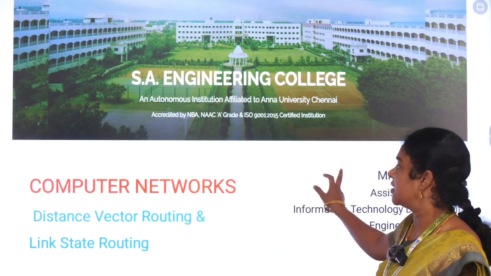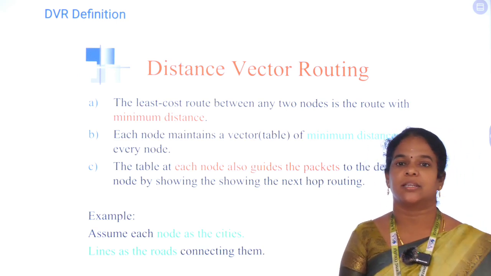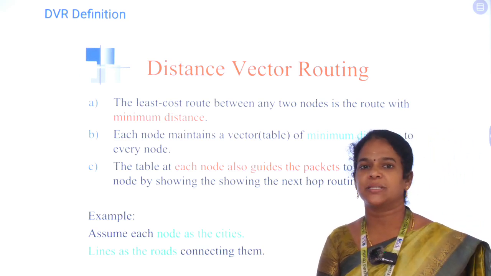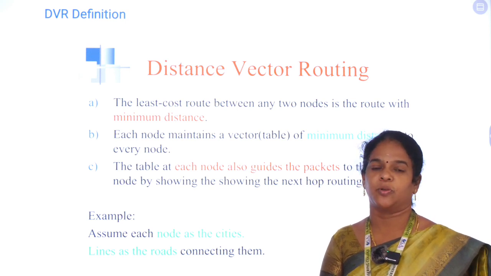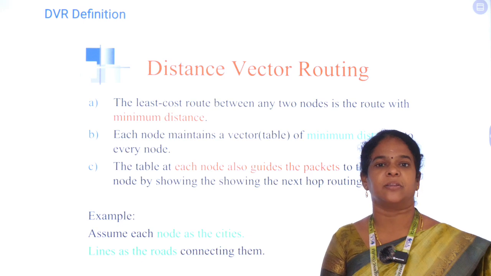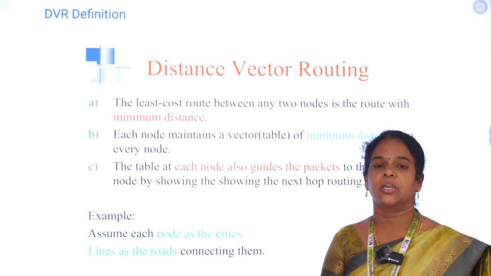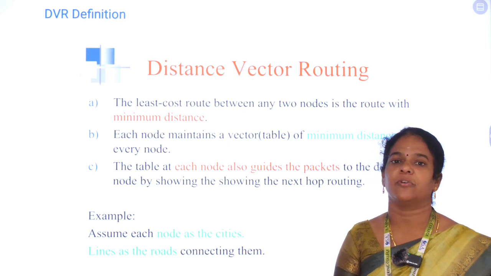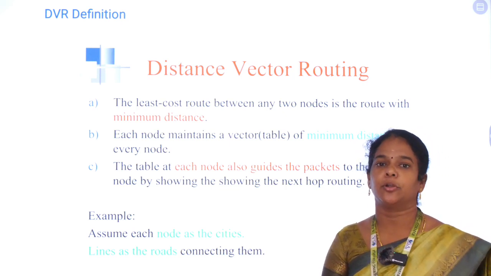Now we are taking the syllabus: distance vector routing and link state routing protocol in computer networks. First, what is the difference between distance vector routing and link state routing? Distance vector routing means we find the minimum distance between two nodes. Link state routing means we find the shortest path between source and destination. In distance vector routing, we need the neighboring node vertex.